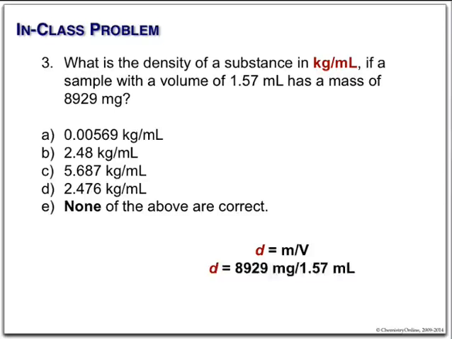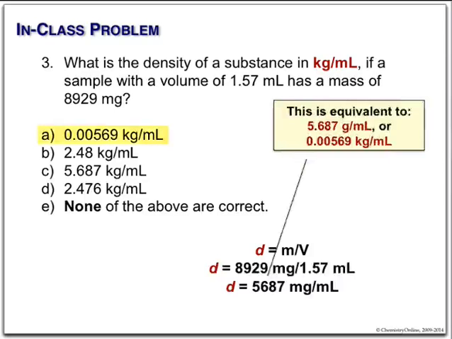But we plug this in, our density is going to be given in units of milligrams per milliliter, isn't it? We do our calculation. Turns out to be 5,687 milligrams per mil. We must convert that to kilograms per mil. All right, how are we going to do that?